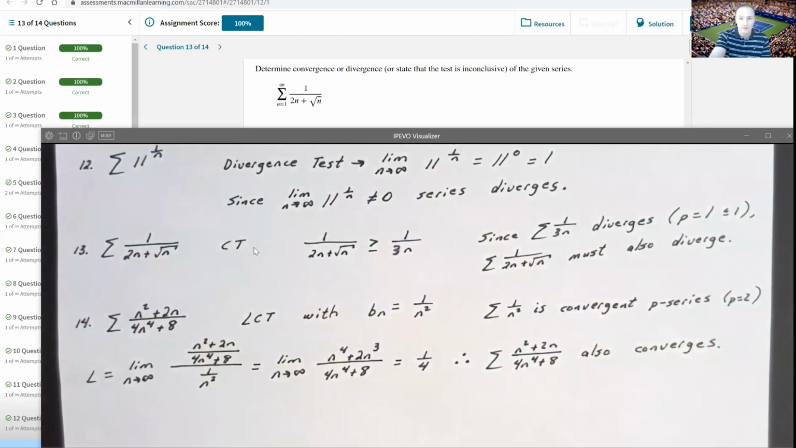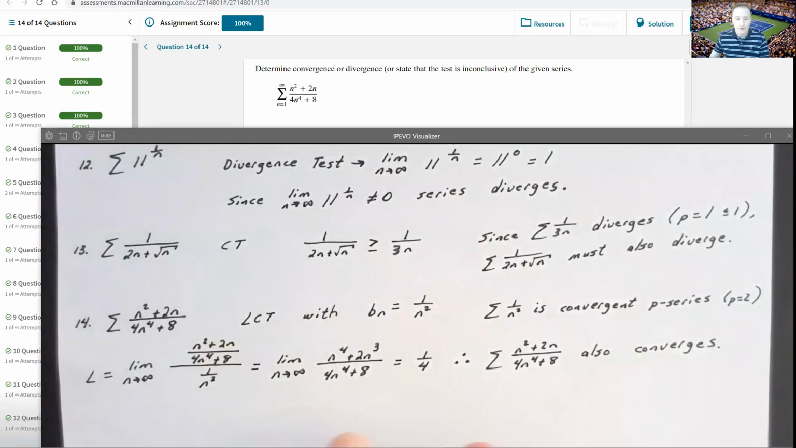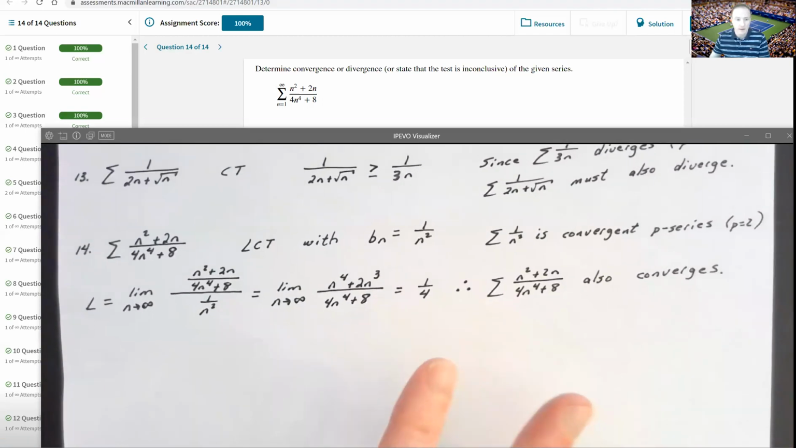Fun stuff here. So now, sadly, we've reached the last question in this section, and you might be thinking, well, hey, we want to do more questions. Yeah, I did too. I can't believe there's not that many here. We have the series n squared plus 2n over 4n to the 4th plus 8.